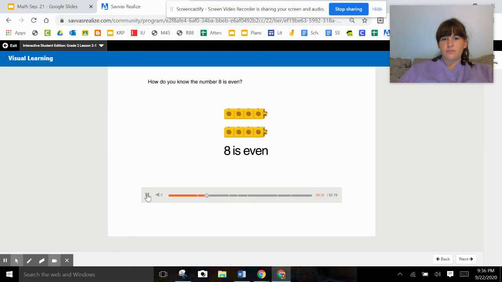How do you know the number 8 is even? Miss Acton kind of just told you that because the top group and the bottom group are the same. The bottom group and the top group are even with each other. They each have a partner and it makes them an even number. There's not an odd man out.